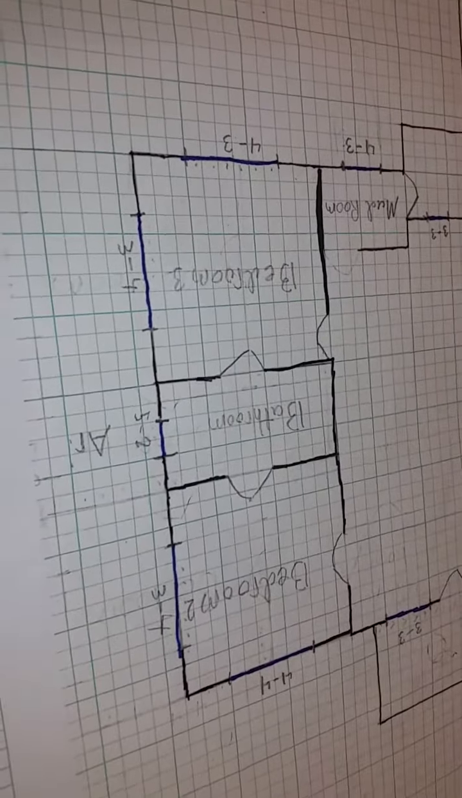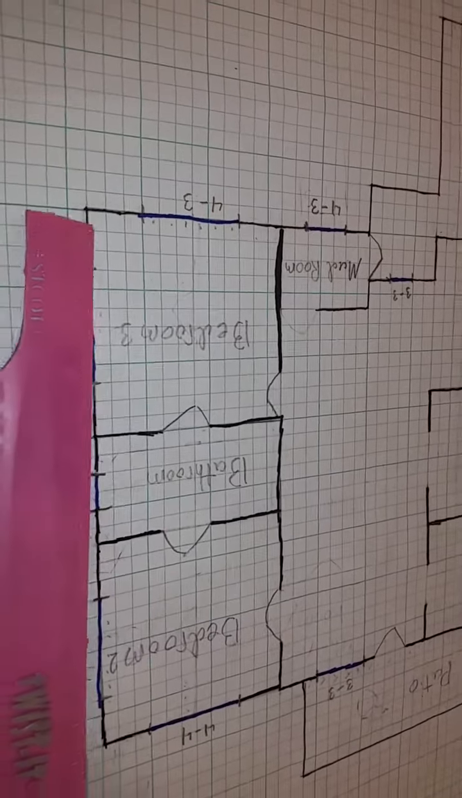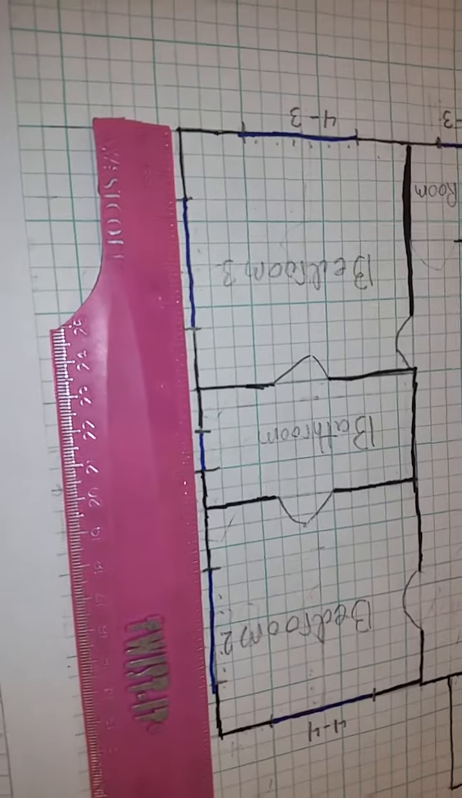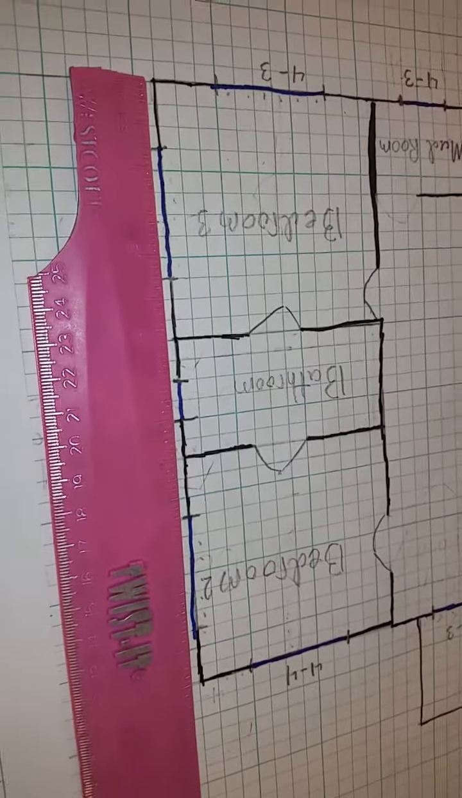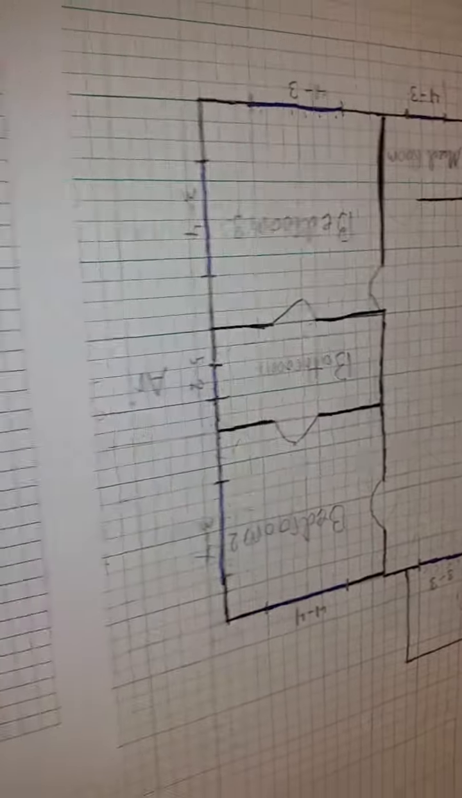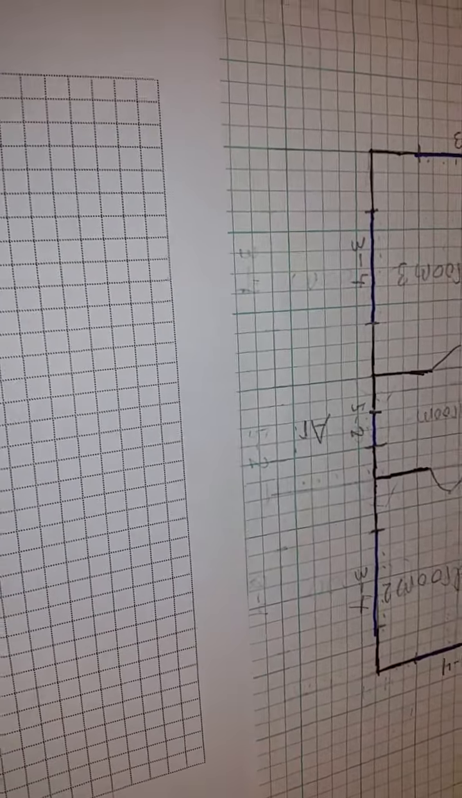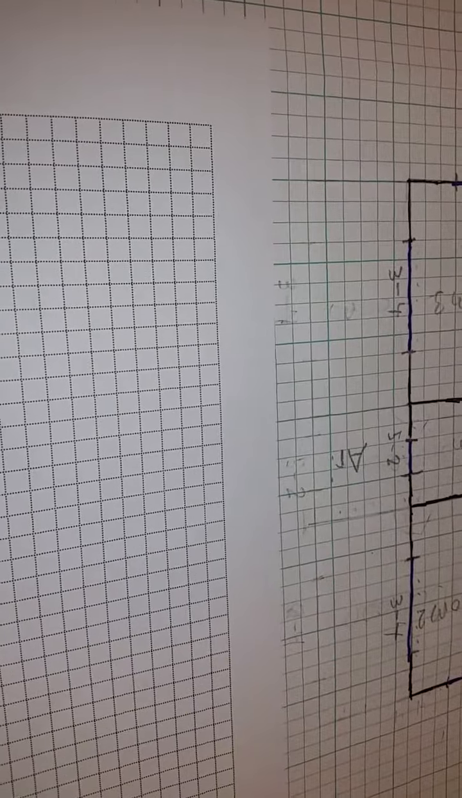Okay, so I'm going to have to figure out how long this wall is. And it looks like it's 7.5 inches. Remember, every inch is 4 feet. So I'm going to come down here and measure 7.5 inches. And I think I'll do it from the corner so I don't use a lot of paper. So now this is 7.5 inches long.